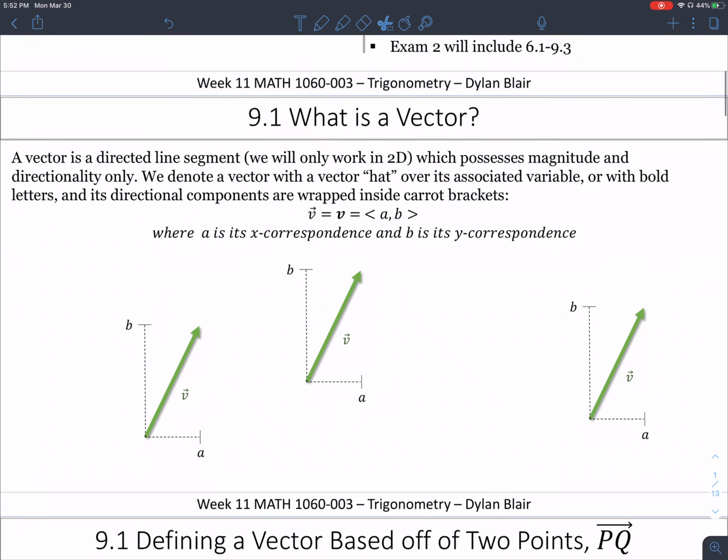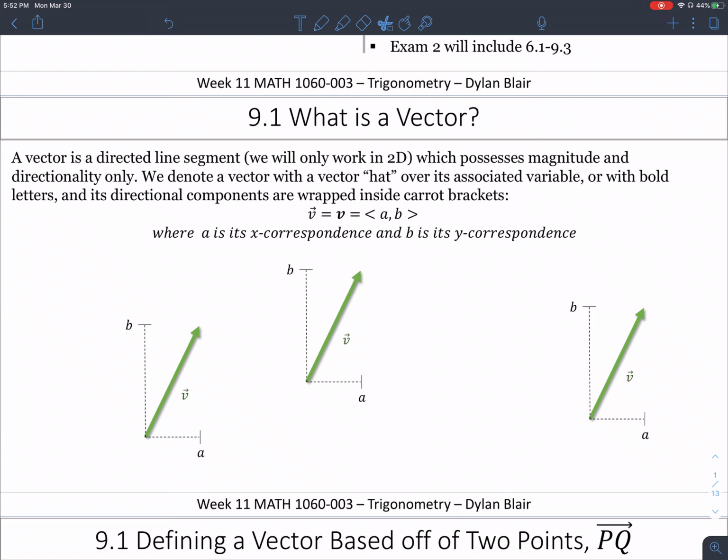Okay, so we're going to first talk about what a vector is. A vector is a directed line segment. So that's a difference between a vector and a line segment, is we're directing this line segment. And we're only working in two-dimensional Cartesian coordinate systems in this class. So that's just your base x and y coordinates. And a vector possesses only magnitude and only direction. We don't care about the position.